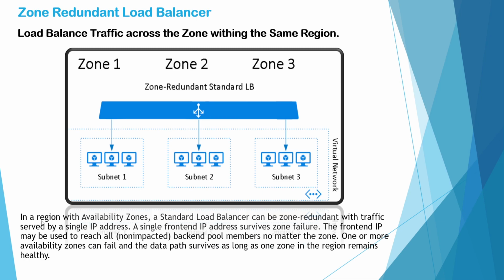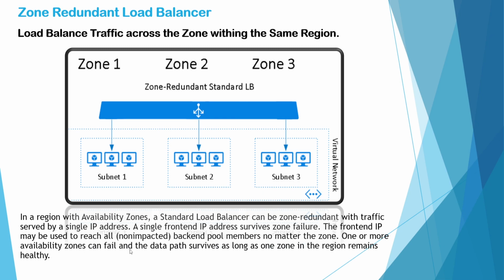If you look at the definition which I took from the Microsoft site: in a region with availability zones, a standard load balancer can be zone redundant, with the traffic served by a single IP address. So the single IP address will reside on this load balancer. Your internet traffic will land on this load balancer and it will distribute the traffic across the different zones. A single front-end IP address survives the zone failure, and the front-end IP may be used to reach all backend pool members. So these are our backend pool members.